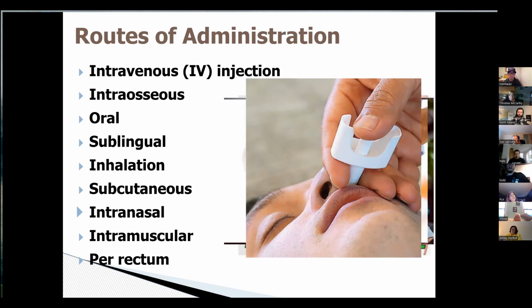Also have intranasal, which is one that you guys will be able to do. This is for Narcan. It's when a medication is atomized or turned into a spray, a finer mist, and you actually spray it up somebody's nose, and the mucous membranes, the permeable stuff up in here is what actually accepts that medication, gets it into the bloodstream.